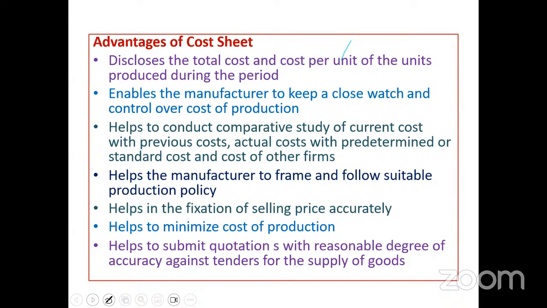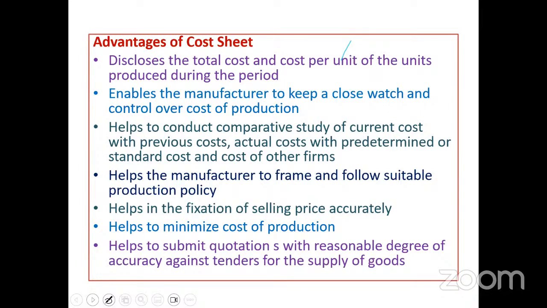Otherwise, what will happen? Sometimes the selling and distribution overhead you can put in office and administration overhead or factory overhead. As a result, your breakup of cost, that means your works cost or cost of production or cost of sales or prime cost, that will be different. And finally, you will get the total cost of sales.